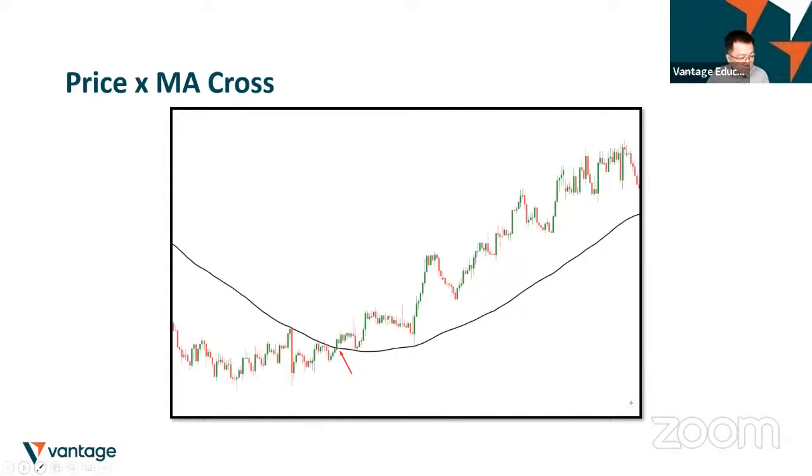What you're going to notice here is that, as we look to buy, once price has crossed over and tested the support of that moving average, it shows that the overall trend is towards the upside as price crosses above the moving average.